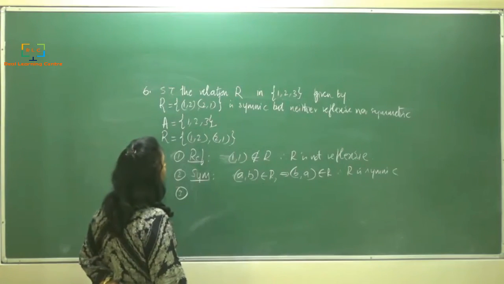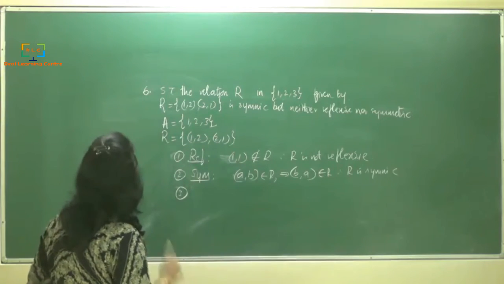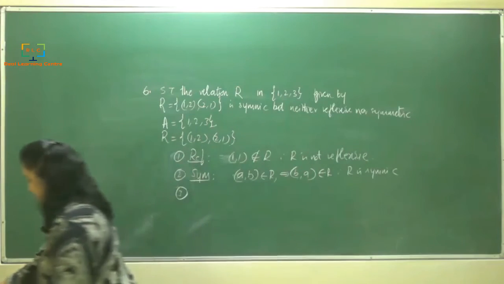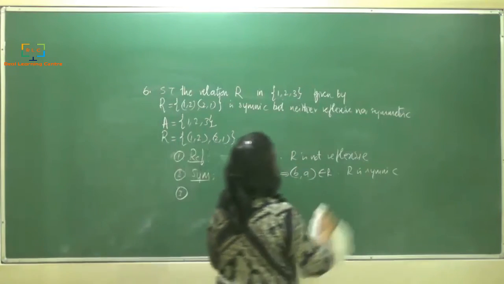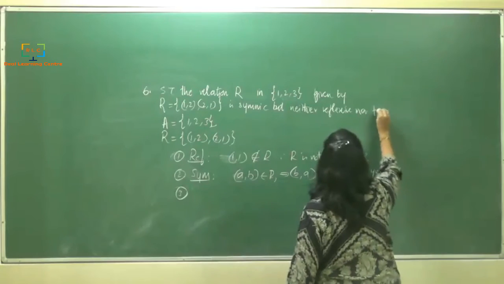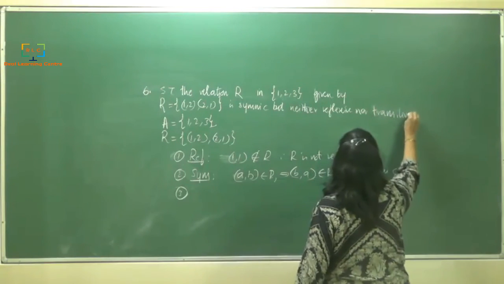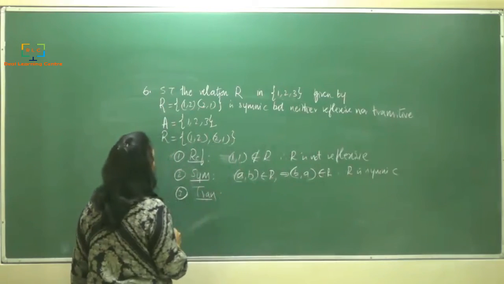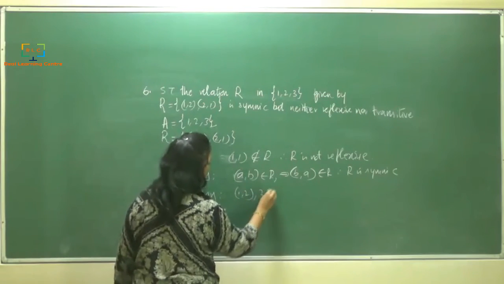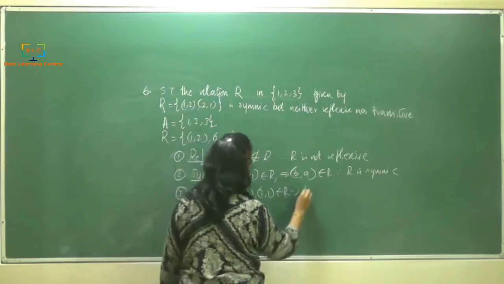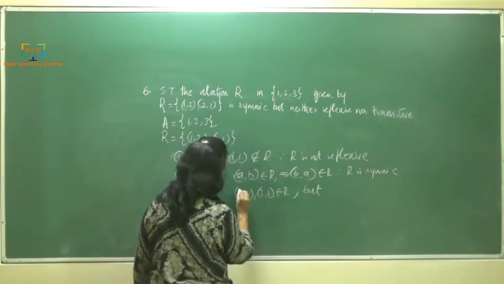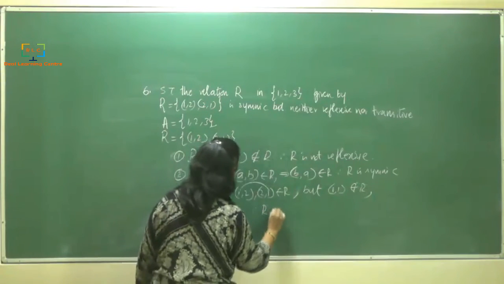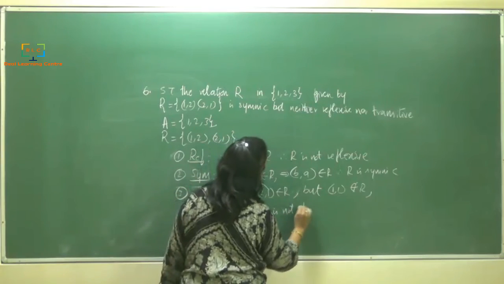So, how do I say? I think I have gone wrong something in the question. It is symmetric but neither reflexive nor transitive. This is supposed to be not transitive, is it not? Transitive. So now I am coming to transitive here. For transitivity, now I will say (1, 2), (2, 1) belongs to R, but the transitive relation (1, 1) does not belong to R. Therefore, R is not transitive.